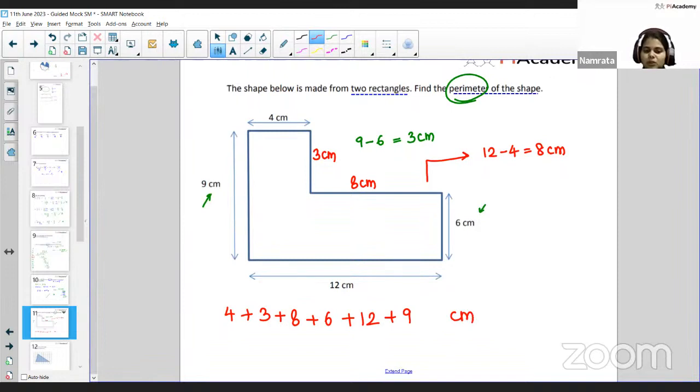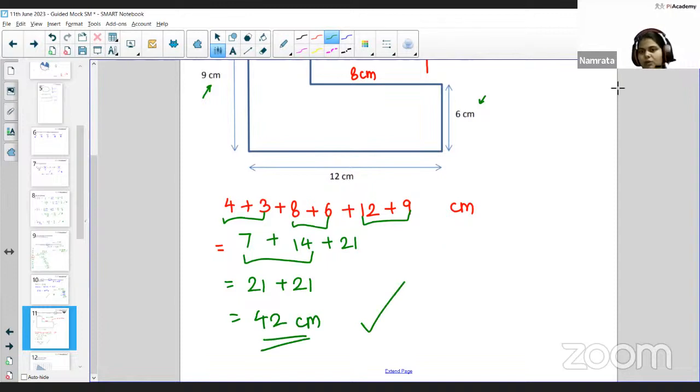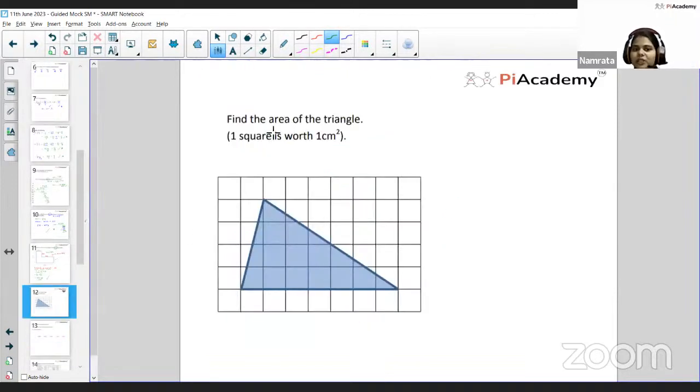If you add this up, you'll get the answer to be how much? Let's do this quickly. This was 7. This makes it 14. Plus this makes it 21. Again, if we add this up, this will be 21 plus 21, which gives you 42 centimeters. Very good. Moving on to the next question. We need to find out the area of the given triangle. Take your time. Consider the grid.